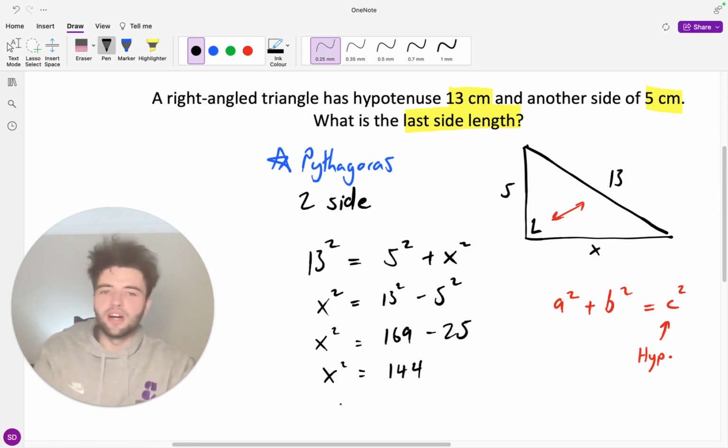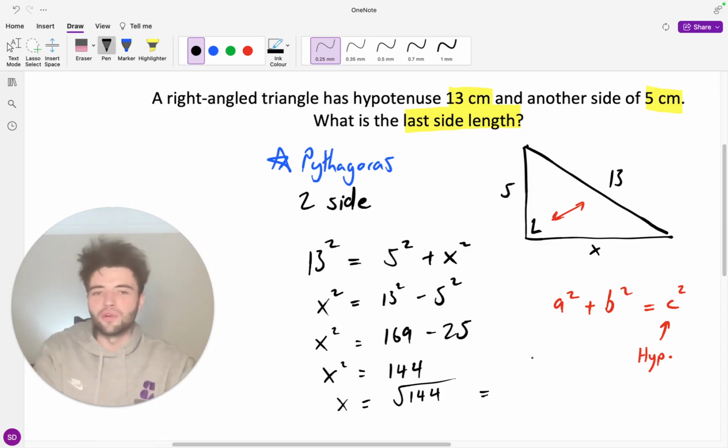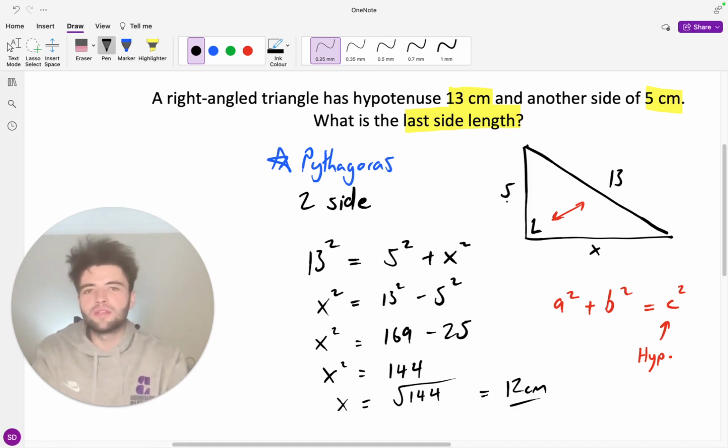And so now we can basically find the square root of this. And the square root of 144, you can always double check using your calculator, but the square root of 144 is going to be equal to 12 centimeters. So that's a nice whole number. And basically when you have three whole numbers, so we can actually draw it in here in our diagram. So now x is equal to 12, and that's going to be our final answer.